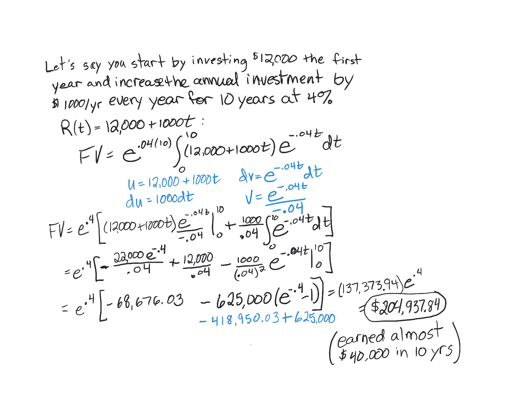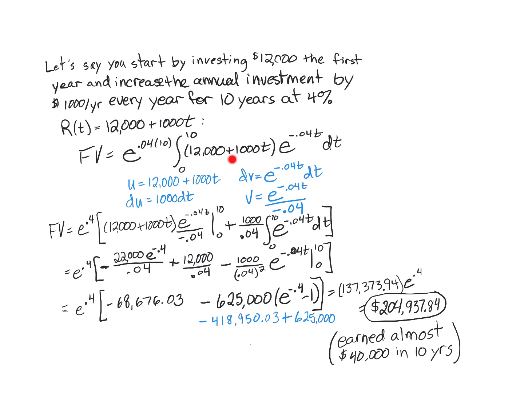So the formula for future value says e to the RT, capital T. So this is going to be e to the 0.4 times the integral from the beginning to the end, 10 years, of my revenue function times e to the minus RT. Because we have a t times an exponential, we have to use integration by parts.